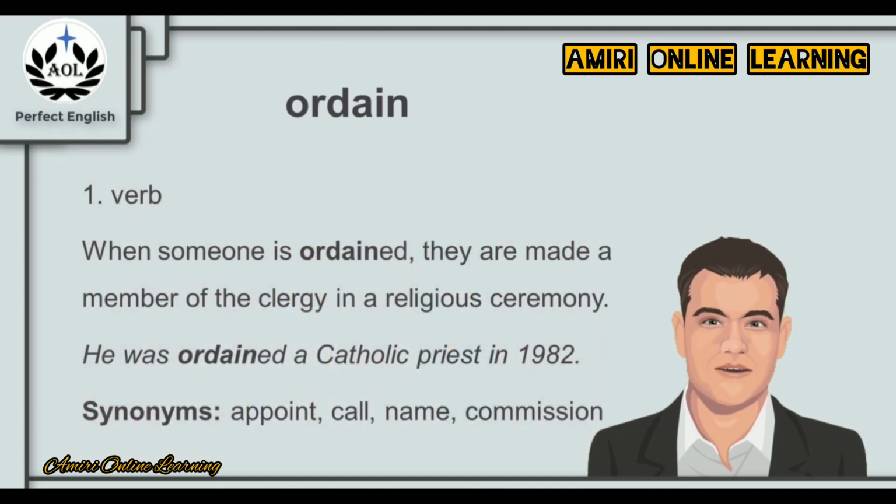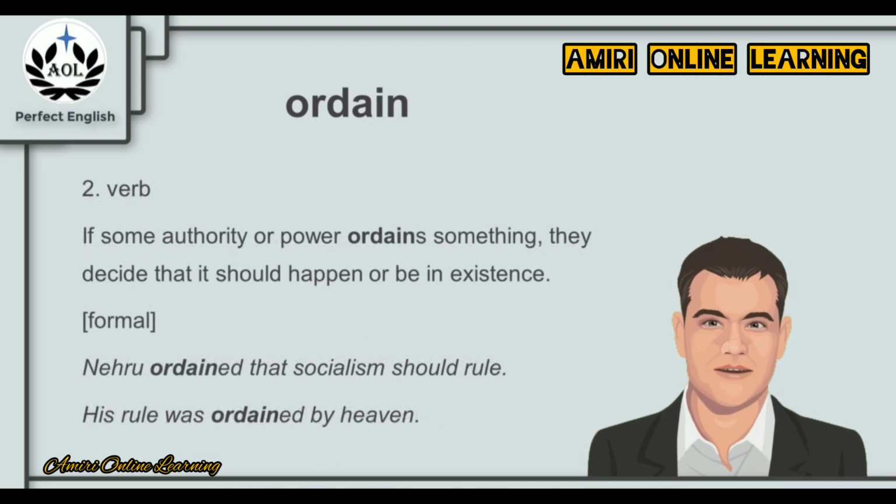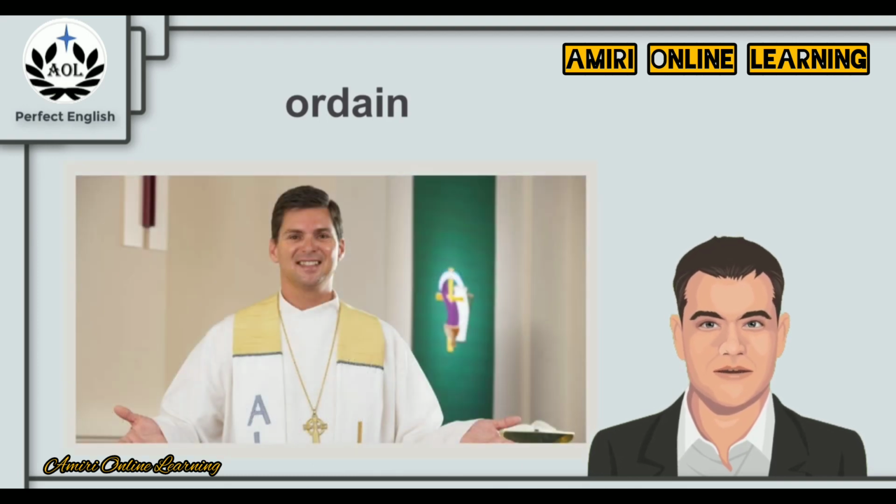When someone is ordained, they are made a member of the clergy in a religious ceremony. For example, he was ordained a Catholic priest in 1982. And synonyms for ordain are the words appoint, call, name, and commission. And ordain can be used in a different context as well, other than the one we saw in the picture. If some authority or power ordains something, they decide that it should happen or be in existence. For example, Nehru ordained that socialism should rule, or his rule was ordained by heaven. So the next time you remember the picture of that priest, remember the word ordained and what it means.